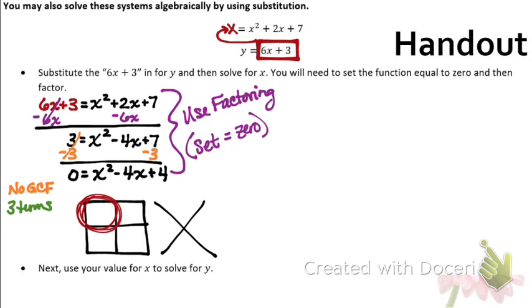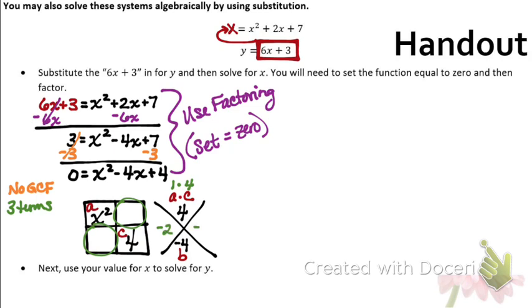Which piece goes here? X squared, our A term goes here. What goes here? 4, my C term. To figure out what goes in these 2 empty boxes, we're going to multiply A and C together. So 1 and 4. What's 1 times 4? 4. What do I need this to add to? -4, my B value. What multiplies to +4 but adds to -4?